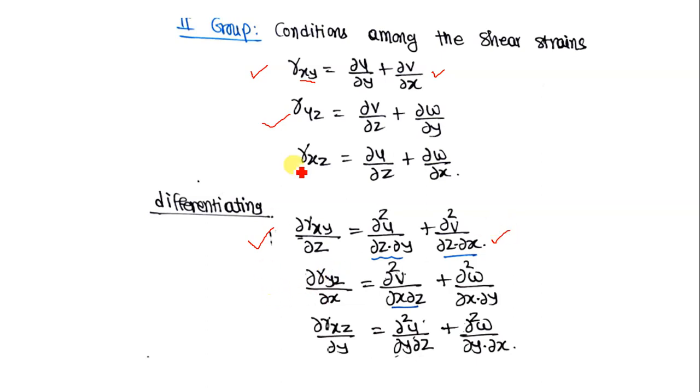The second equation is of gamma yz. Differentiate it with respect to x. So this is the left hand side, and ∂²v/∂x∂z is this term. Then again differentiate the third term with respect to x. Now the third equation is for gamma xz, so differentiate it with respect to y. And thus now we are having these three equations.